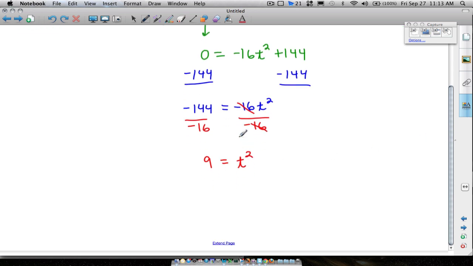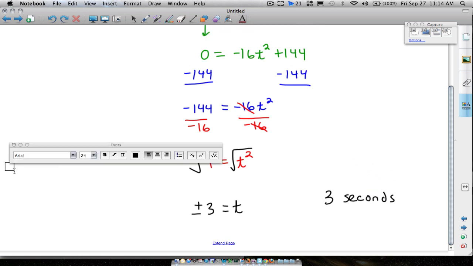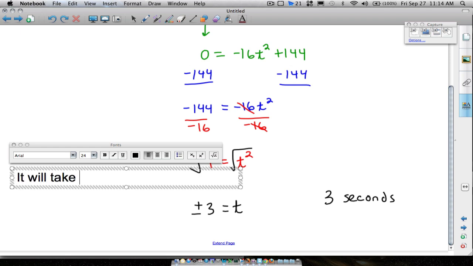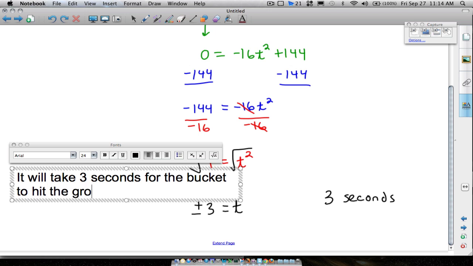And now we can get that t by itself by taking the square root of both sides. So therefore, the square root of t squared equals the square root of 9, which can be plus or minus 3, and that's equal to t. But the one we want is going to be the positive, because think about the real-world application here. We're trying to find the amount of time. We don't want to use negative 3 seconds. We want to use the positive 3 seconds. So therefore, we can say it will take 3 seconds for the bucket to hit the ground.